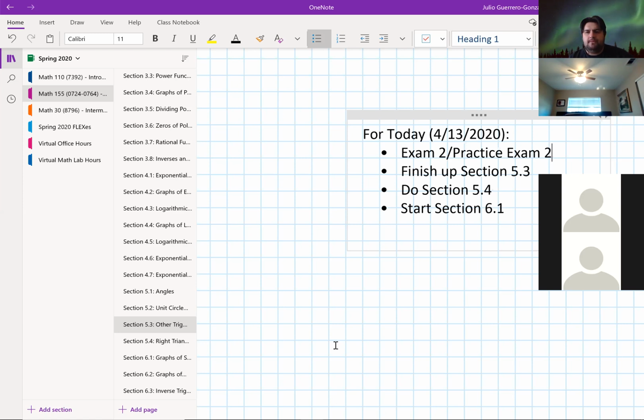So this is an additional exam, like we had in the syllabus, the midterm and the final exam. This is not the final exam. This is just a practice exam.